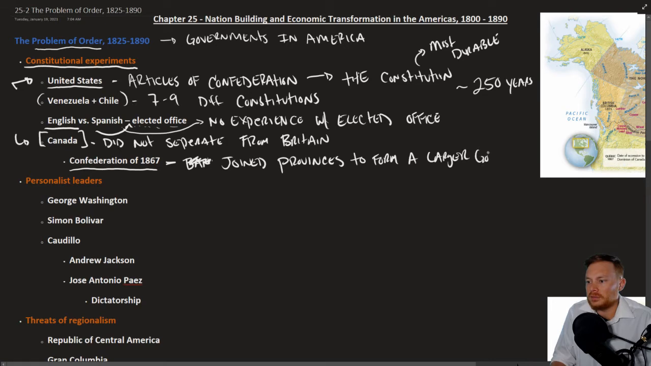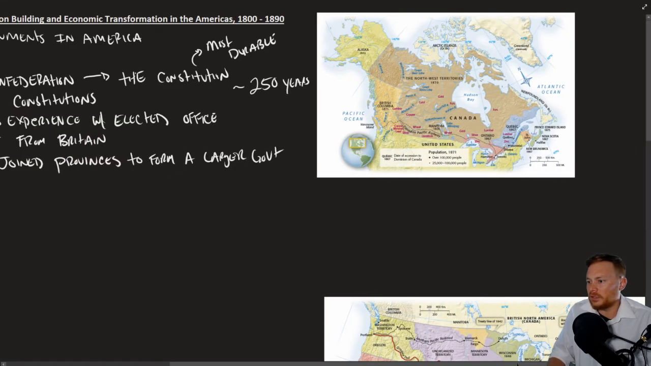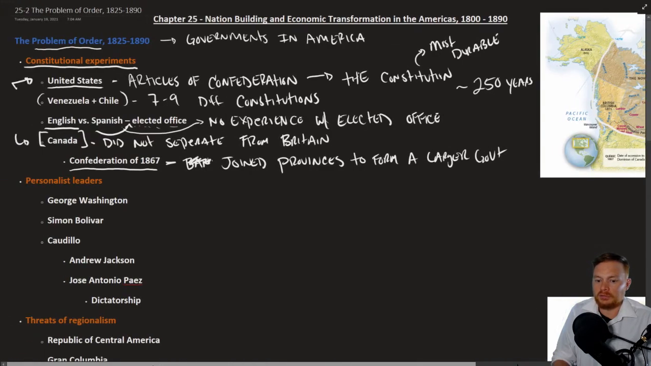And we have an image of Canada here to give you an idea of where we're talking about, but without going through the whole formal breaking away part. It remained part of what we call the British Commonwealth, along with South Africa, Australia, New Zealand, some of those other areas.